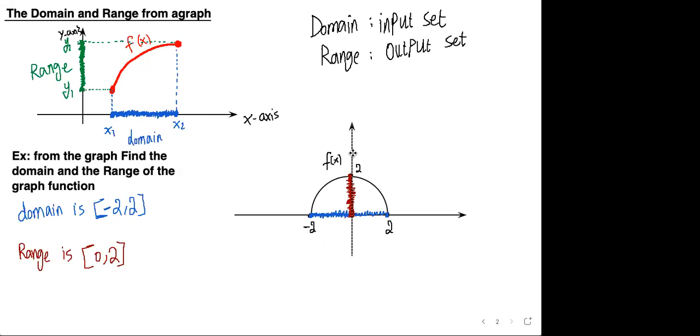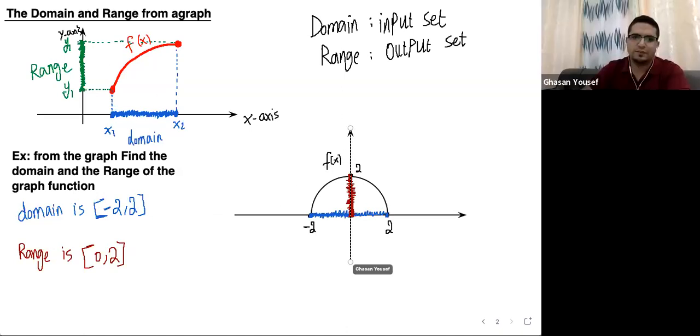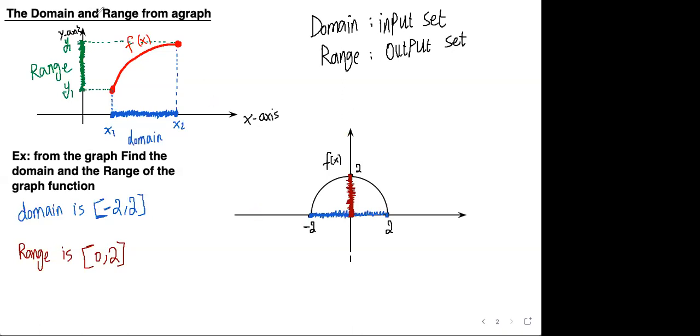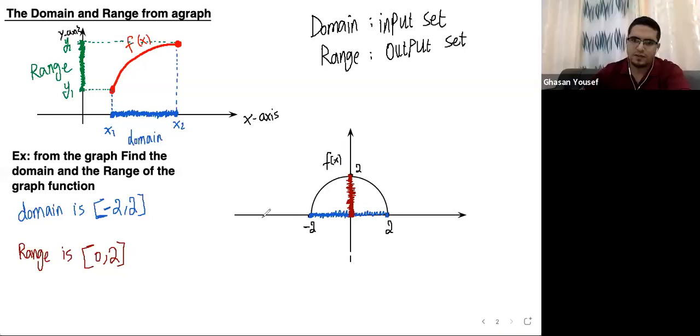Yes, Professor. Can you explain the domain, please? Okay, thank you. For the domain, you ask yourself which x values are used for the graph. The graph of this function is half of a circle like this. If we go, for example, to minus 3, the minus 3 does not have a y value. So this is not inside the domain.